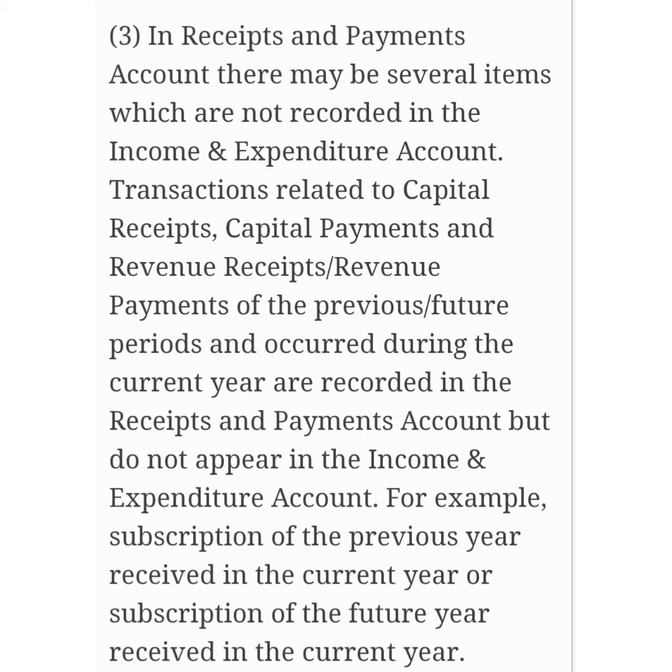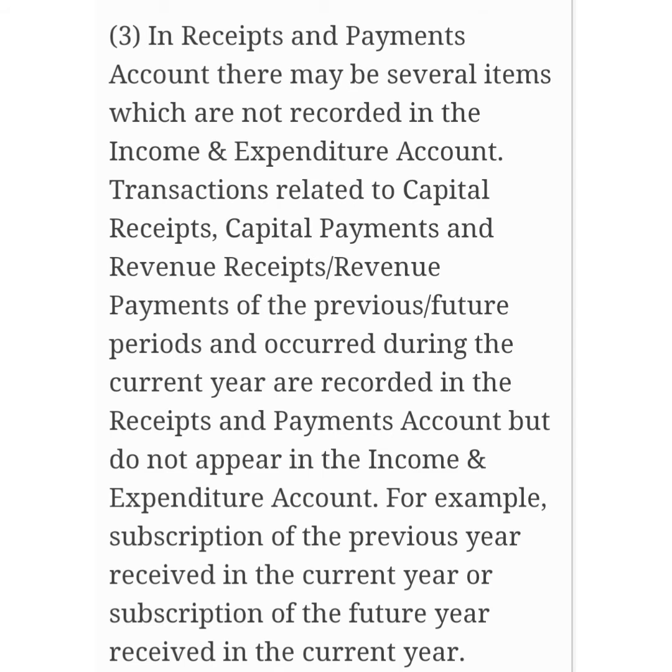Then third step is, in receipts and payments account, there may be several items which are not recorded in the income and expenditure account. Transactions related to capital receipts, capital payments, and revenue receipts, revenue payments of the previous year or future period and occurred during the current year are recorded in the receipts and payments account but do not appear in the income and expenditure account. For example, subscription of the previous year received in the current year or subscription of the future year received in the current year.